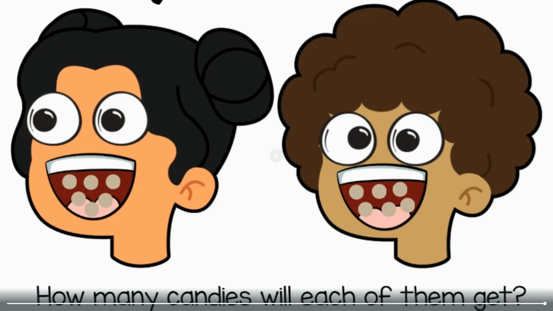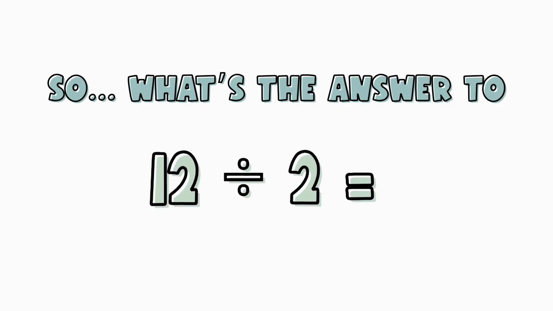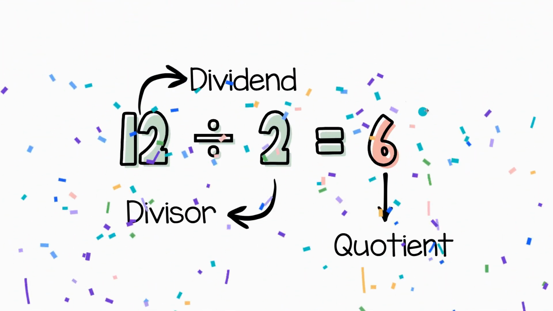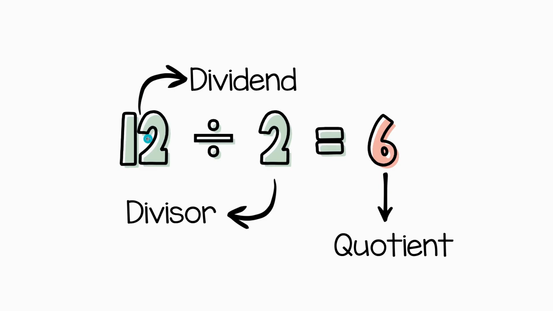Now I want you to take a very close look at each child and tell me what you think the quotient might be. How many candies will each child get? So, what's the answer to 12 divided by 2? The answer is 6. If my dividend is 12 and my divisor is 2, then my quotient has to be 6. Each child would get 6 pieces of candy.